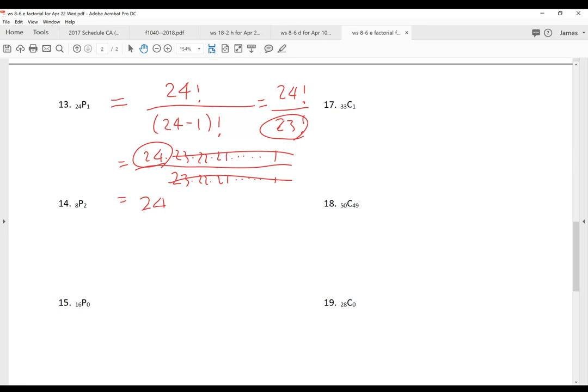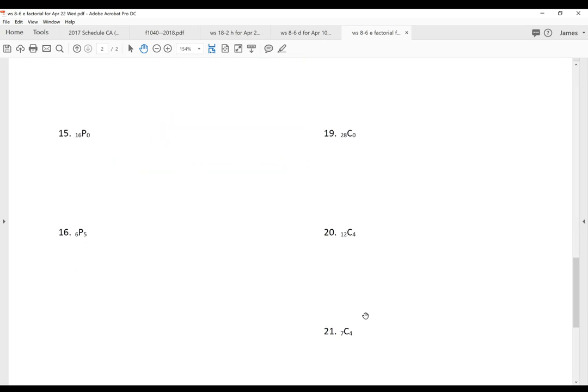Okay, I think that's good enough. Maybe one more. Number 19. So when you put 28 combination with the 0, the first number is 28. That goes on top. In the bottom, we do 28 minus 0 factorial, and then you do 0 factorial. Okay, three numbers: 28 on top, and then two numbers in the bottom, 28 and 0.